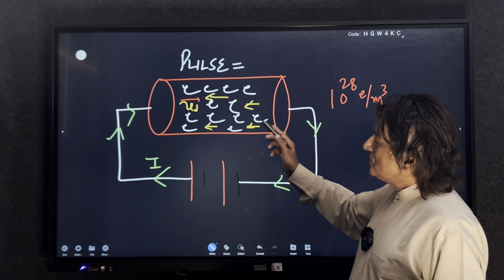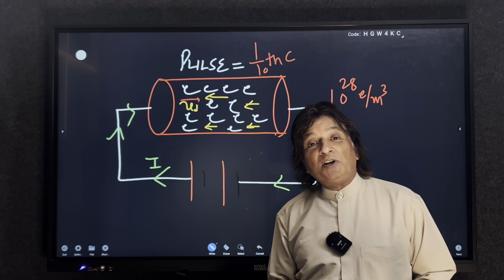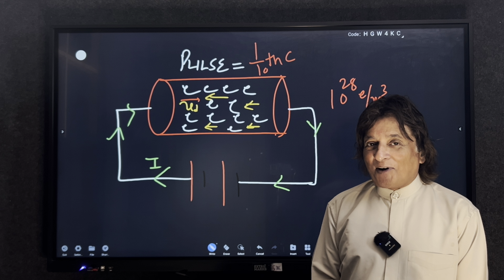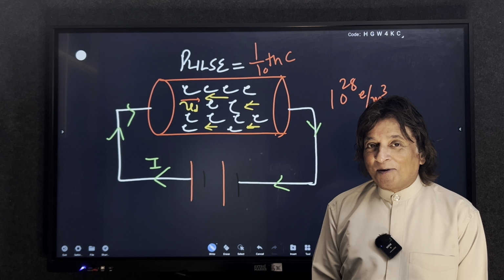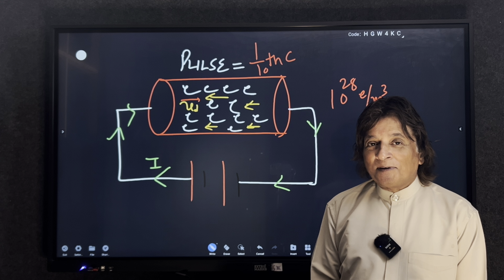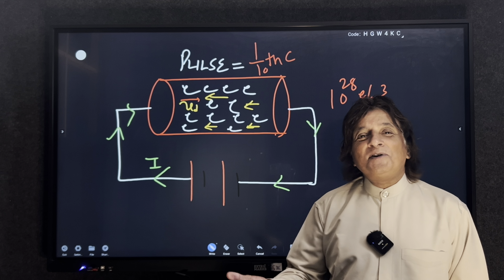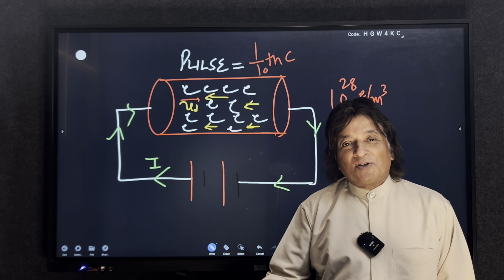But that pulse accumulates, 10 raised to power 28 pulses accumulate, and it is 1/10 of the speed of light, 1/10 of c. That is 3 into 10 raised to power 9 upon 10, 3 into 10 raised to power 8 meter per second. So the electric current is so quick, but in fact electrons are moving just 1 foot or 2 inches in an hour.